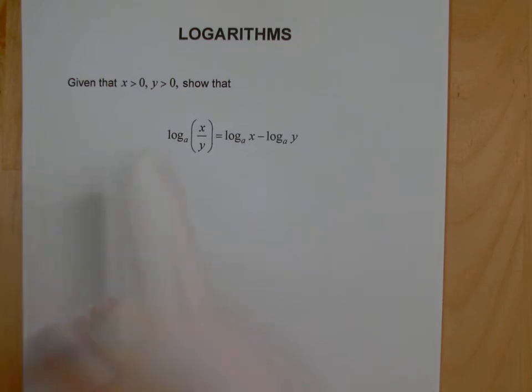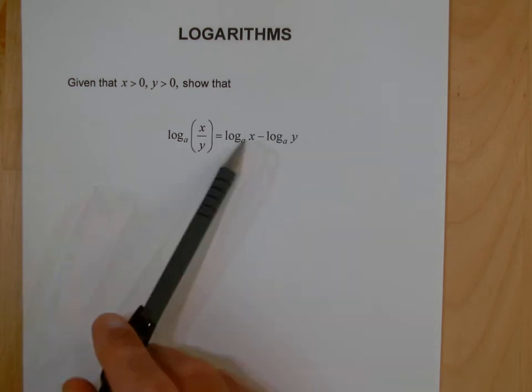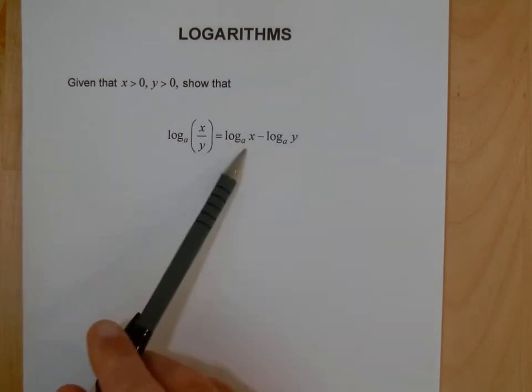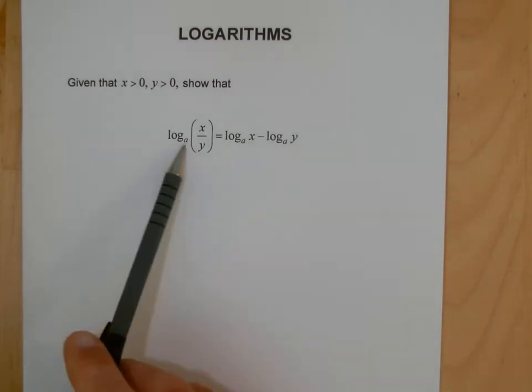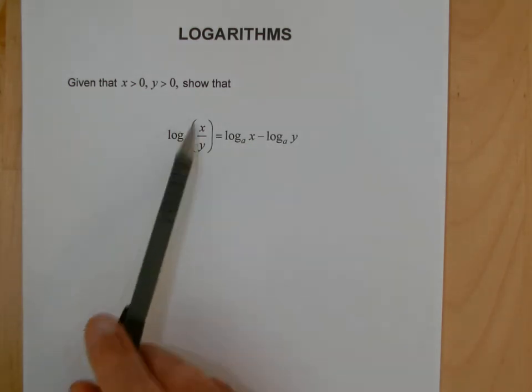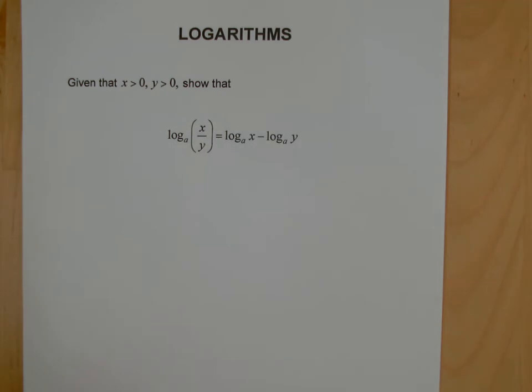Very similar process to the previous proof for the first law. When you are taking away two logarithms with the same base, so you've got log x, you take away log y, we can write it as a single logarithm, but you actually divide the terms, and we'll show now why that works like that. Again, it'll be relying on our understanding of indices.